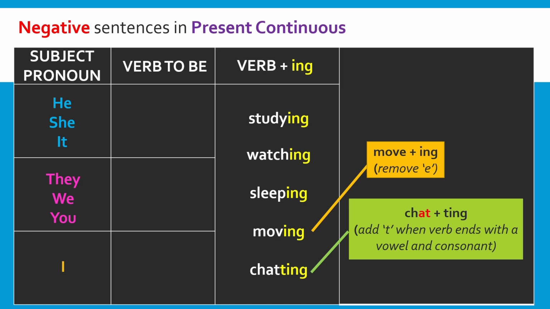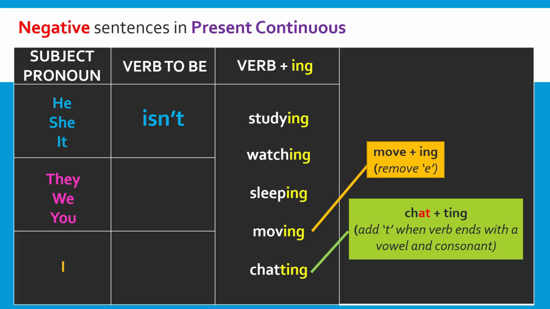You still have verb to be, you still have verb plus ing. Just that we will do a little modification to the verb to be. For example, he, she, it, instead of using is, we use isn't. Because when we use is, it is used to affirm. But isn't is used to deny, and therefore it becomes negative.